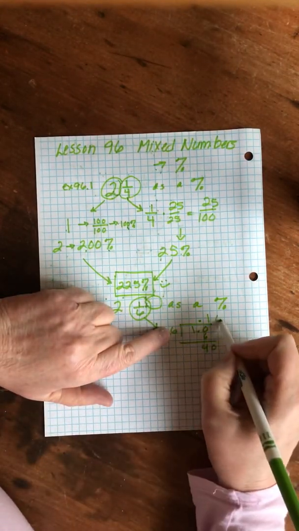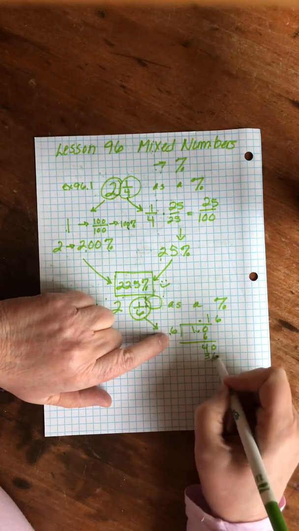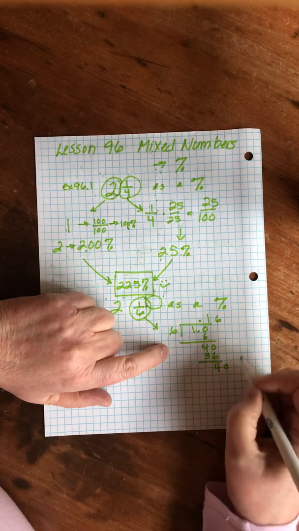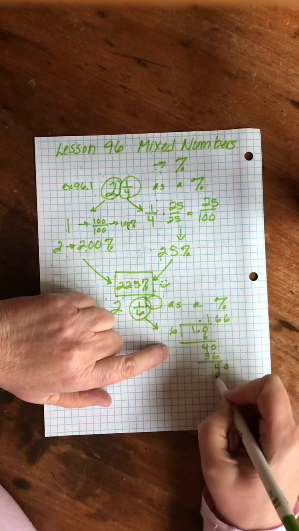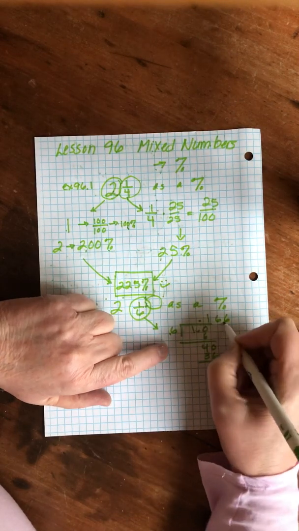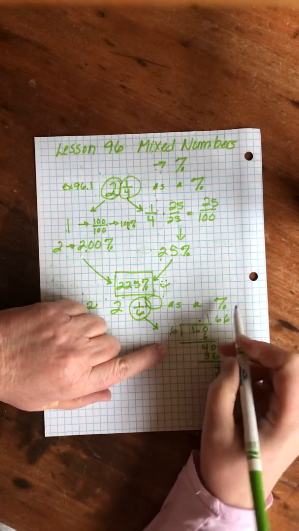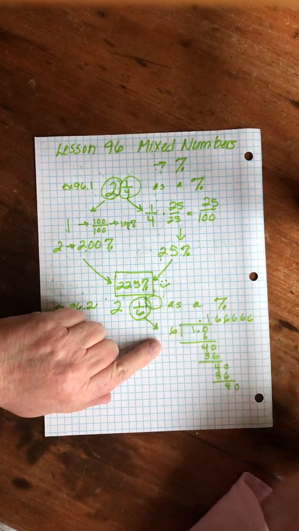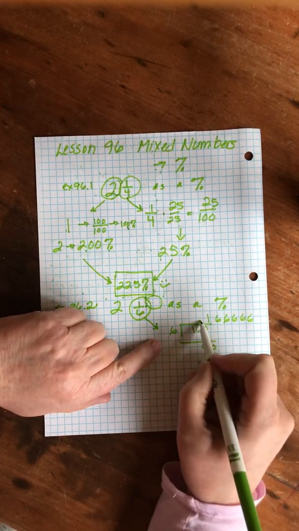Well, that goes 6 times. 6 times 6 is 36. We subtract, we get 4. Wait, 40. 6 times 6, 36. Uh-oh, groundhog. So this is a repeating number. We can write it as 0.16666, or we can scoot.